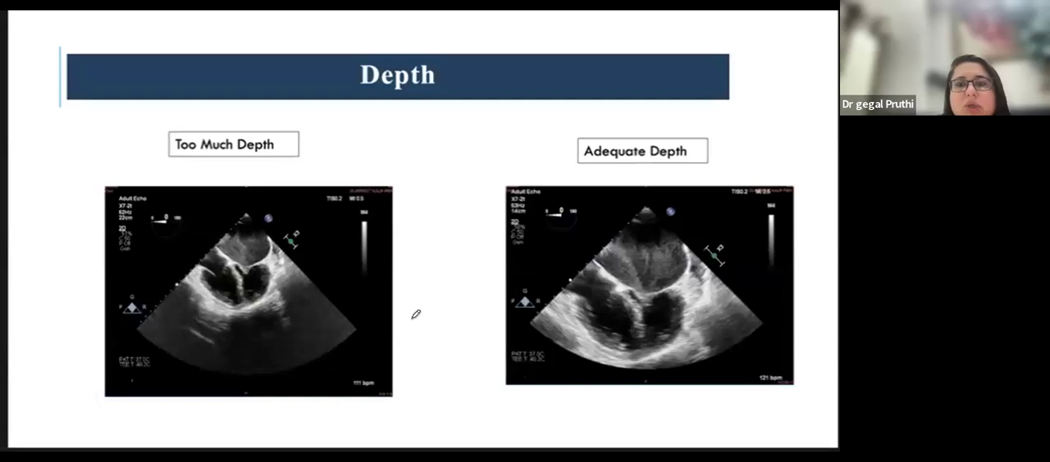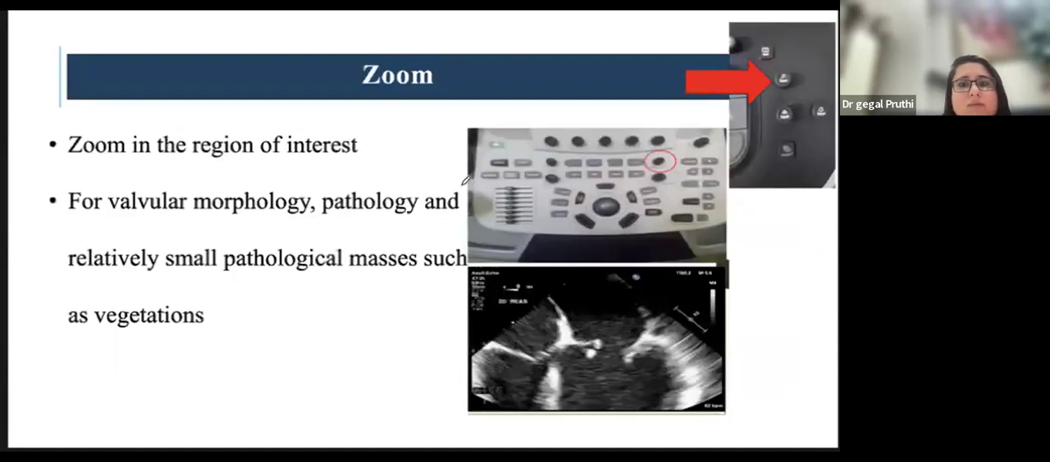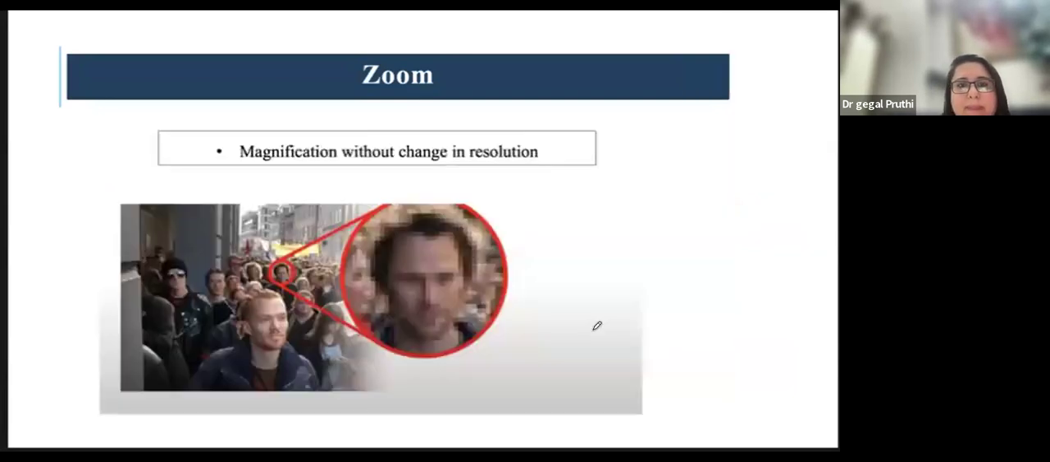So depth should be adjusted to include the region of interest. Otherwise, if you have too much depth, there will be wastage of the information, which will decrease the temporal resolution. So after adequate depth, if required, you should zoom in on the region of interest. Zoom is better for valvular morphology, pathology, and relatively small pathological masses such as vegetations. Planimetry measurements will be more accurate if we are doing it on the zoomed images.